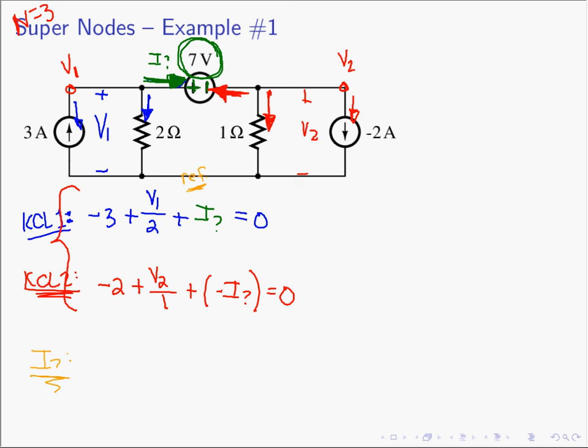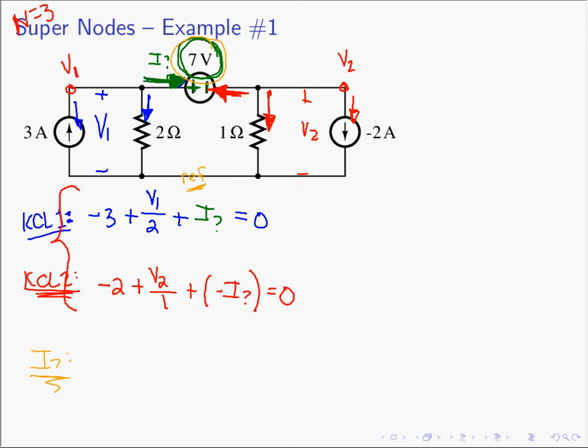So we've got to look at this I question mark. Why does it come about? Well, it comes about because of this voltage source. The voltage source causes us not to know the current, therefore the voltage source needs to help us out and figure out a relationship.